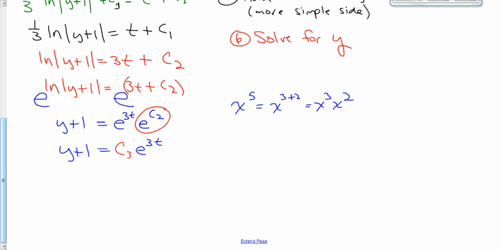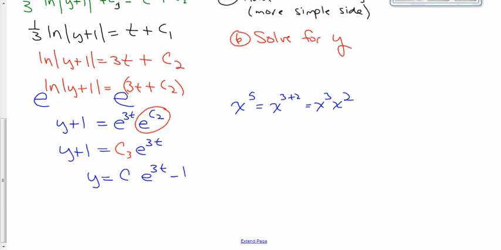And now to get y all the way by itself, I just have to subtract. I now have y equals C3 e to the 3t minus 1. Now, I don't have to call this C3 anymore. I am finished doing anything because I've gotten my y by itself. So I could just call that C instead of C3, and we could write it just like that.